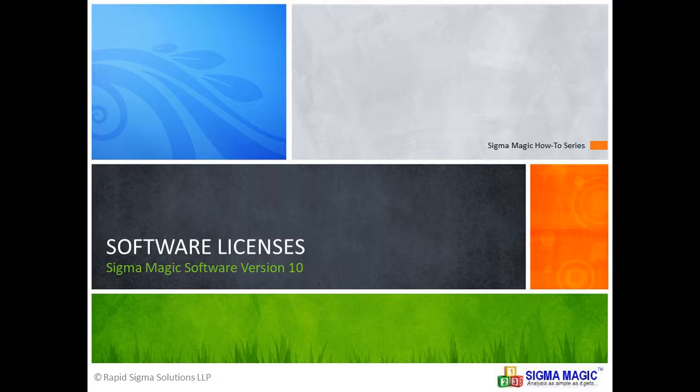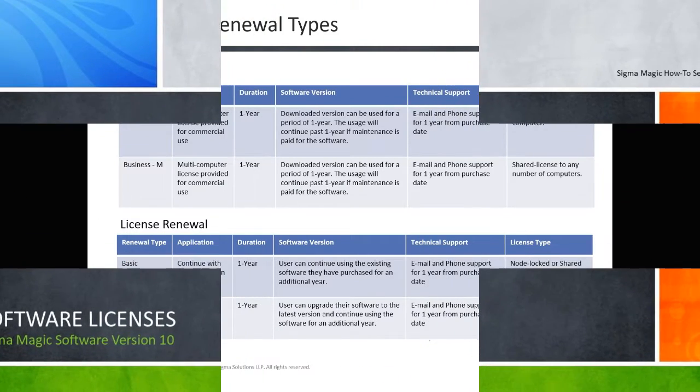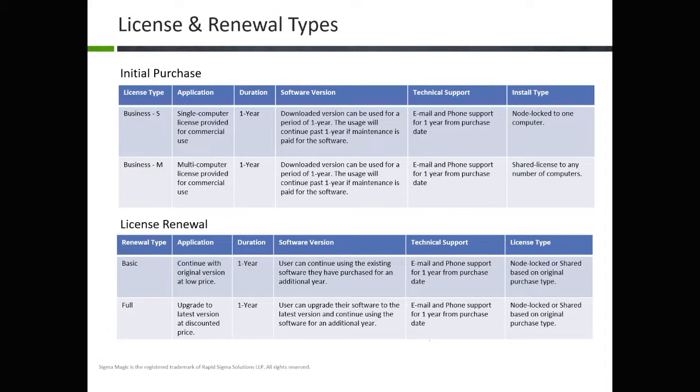In this module, we will cover a brief overview of software license management within Sigma Magic software. There are two types of license keys available for the Sigma Magic software, a single computer license and a multiple computer license. The single computer license is node-locked to the computer on which the software is installed and cannot be transferred to other computers. For example, if you purchase two single computer licenses, you can install the licenses on two different computers within your company.